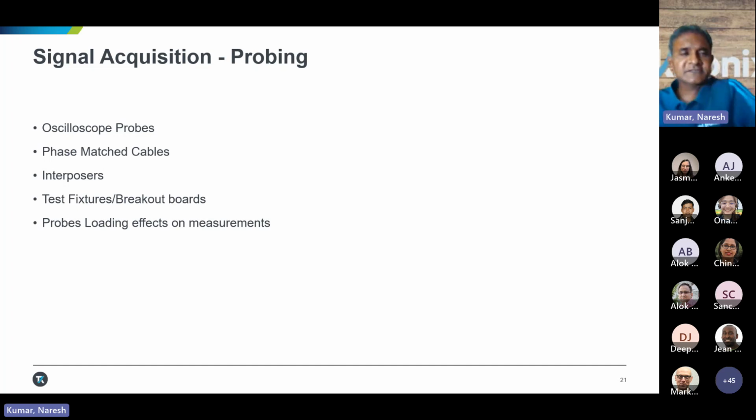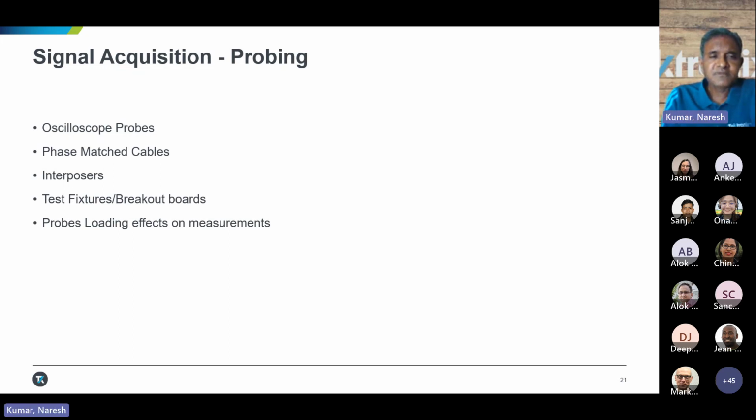For a lot of these standards, you cannot access the signals on your boards very easily. So there are test fixtures and breakout boards which are provided by either the standards body or authorized vendors. And also, the other requirement is not just providing the good probes, but also being able to provide the characteristics of the probes for somebody who is trying to do a simulation of the impact of probing on their signal. Okay.